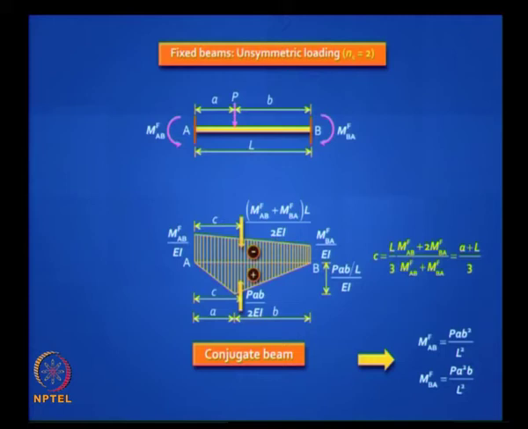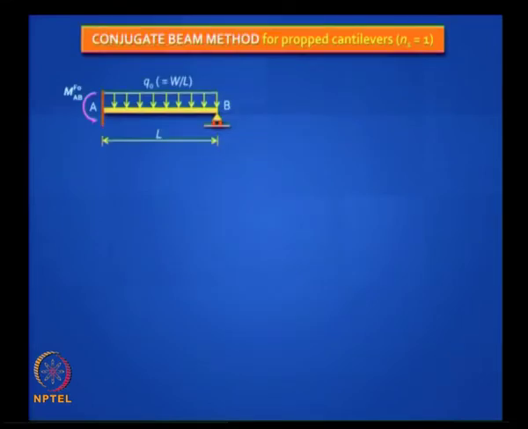The previous case where you had a concentrated load in the midspan is obviously a special case of this, when A is equal to B is equal to L by 2. The conjugate beam method can also be used to find fixed end moments in propped cantilever beams. Here you have only one unknown fixed end moment, and here is a convention we will consistently follow.